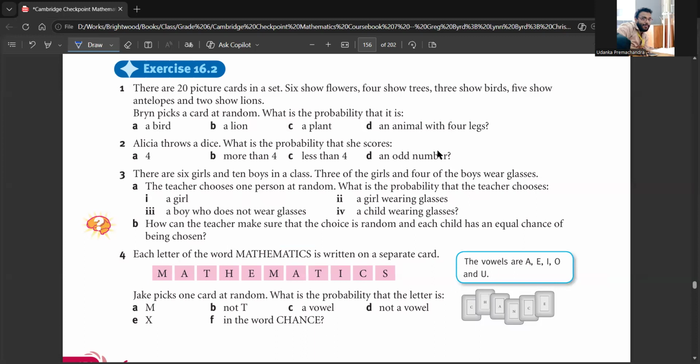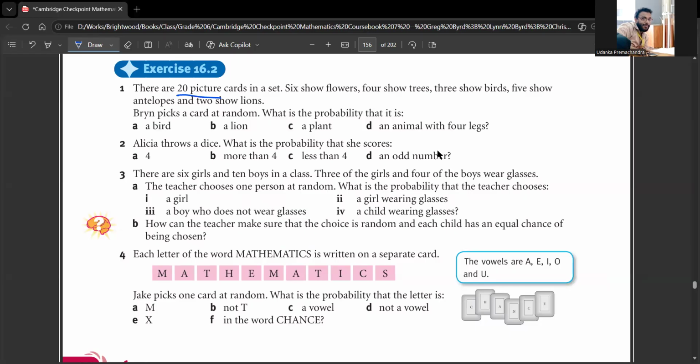Okay, we'll see the next question. Here, there are 20 picture cards. How many altogether? Altogether, there are 20 picture cards in the set. Six show flowers. There are six flowers. Four show trees. There are four trees. Three show birds. There are three birds.